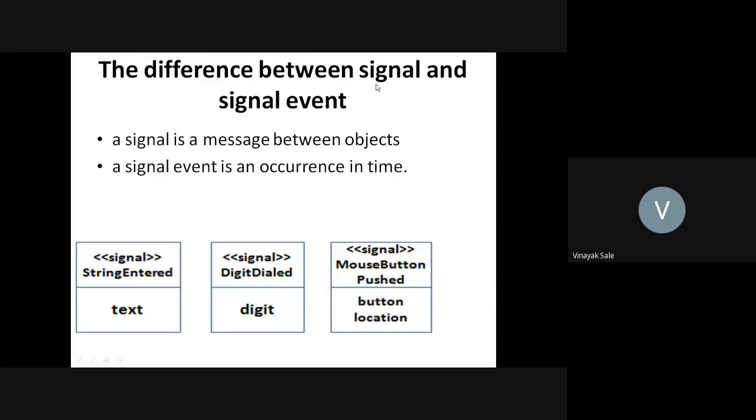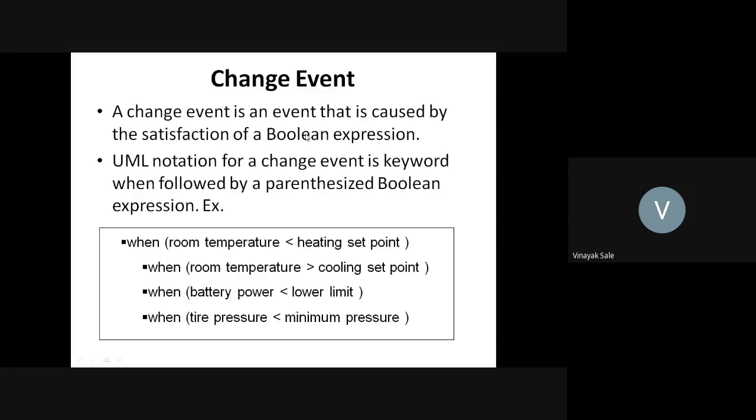Then what is the difference between signal and signal event? A signal is a message between objects, and a signal event is an occurrence in time. A signal event is an occurrence in time, whereas a signal is a message between two objects. Then the next event is the change event. A change event is an event that is caused by the satisfaction of a Boolean expression.